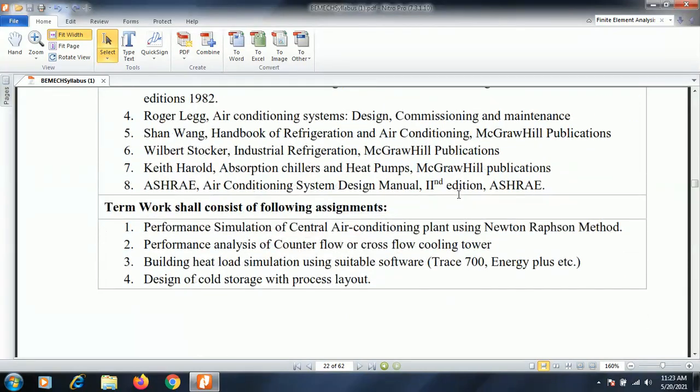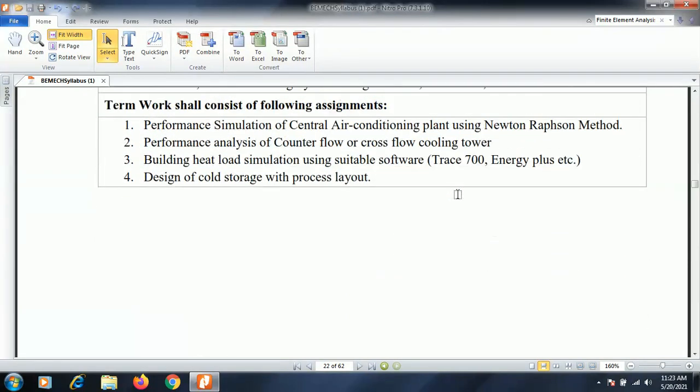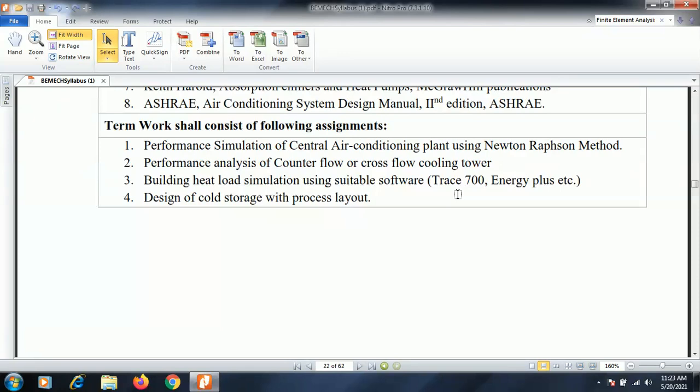You can learn this in this subject. It also has a term work, an external term work. So all three subjects of elective one are going to have some term work.